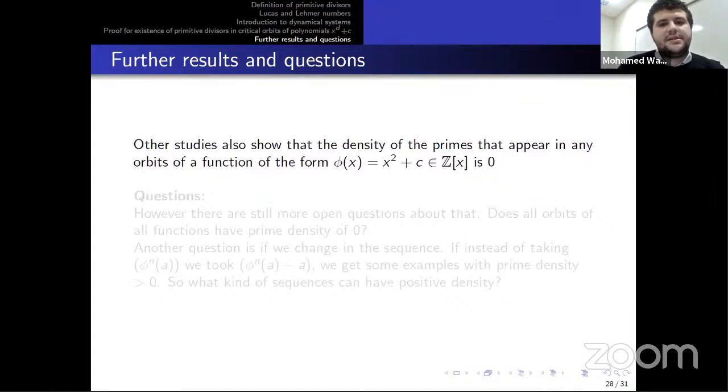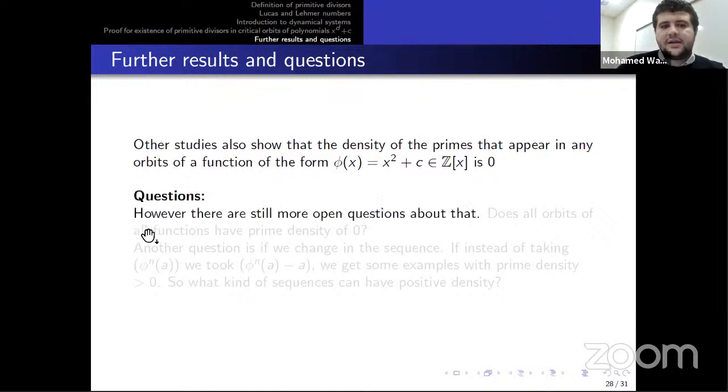Another result, maybe not directly into the count, but into the density. Another result shows that for the density of the primes that appear in the orbit of a function of this form, x squared plus c, with starting point 0, the density of the primes, meaning counting the primes that appear in the orbit and dividing by the total number of primes and taking the limit as x goes to infinity, this density is 0.